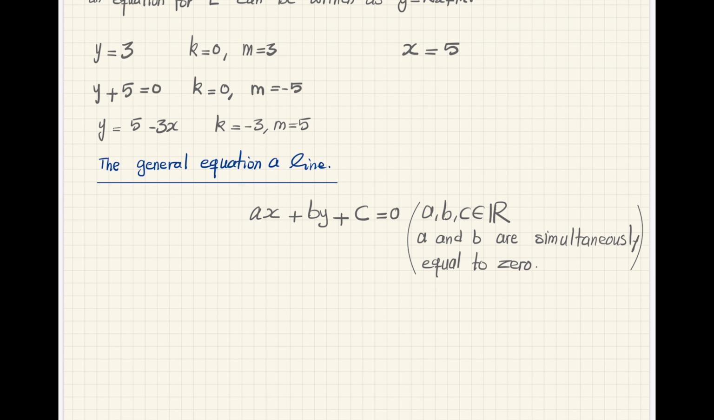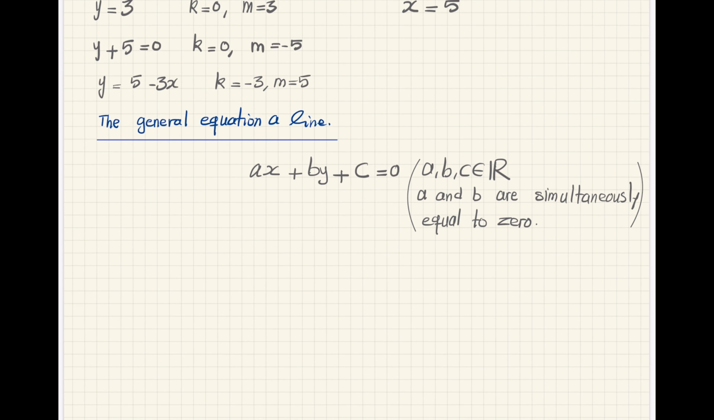Let us investigate this a little bit more. One scenario is that, for example, A is equal to 0, but B is not equal to 0. Let us see what happens in this case. If A is equal to 0, this term is gone. Then what I get is by plus c equals 0. This gives me by equals minus c. Because I am assuming that b is not 0, I can divide both sides by b. Now I ask you, do you agree that this is an equation of a line?